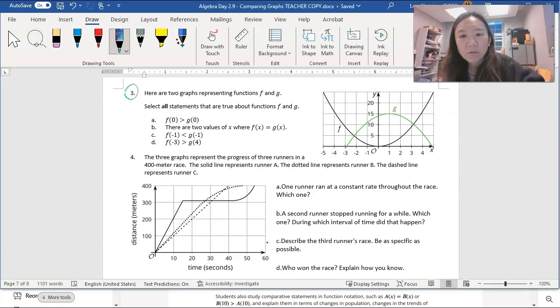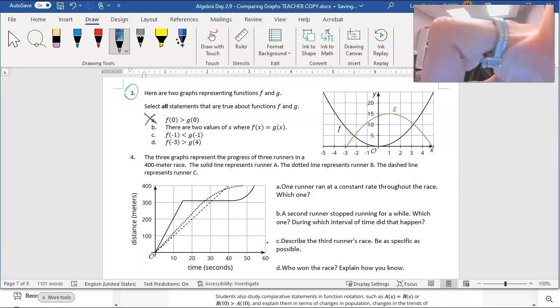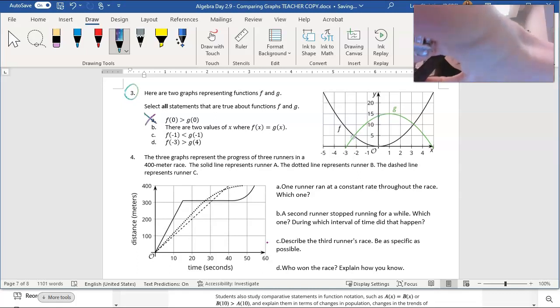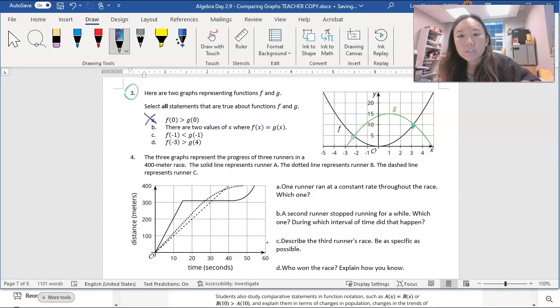So f of 0 is greater than g of 0. So this is g of 0, this is f of 0. That is not true because f of 0 is actually less than g of 0. There are two values of x where f of x equals g of x. So that is true. There is a value here and there is a value here where f of x and g of x are equal to each other.